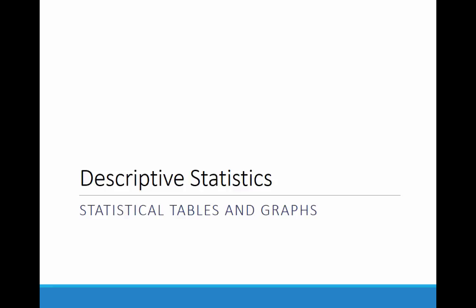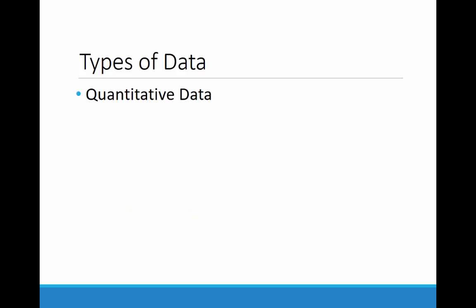Descriptive statistics, statistical tables and graphs. The collection of data is just as important as how we interpret it. Descriptive statistics is what we refer to as the collection, summarization, and display of data from a sample. If you recall, datasets can consist of two types of data, qualitative and quantitative data.